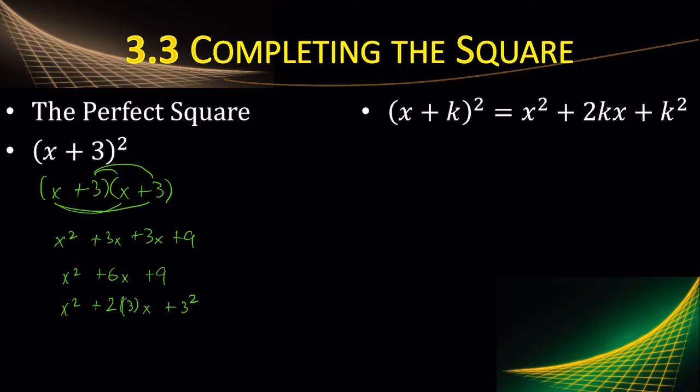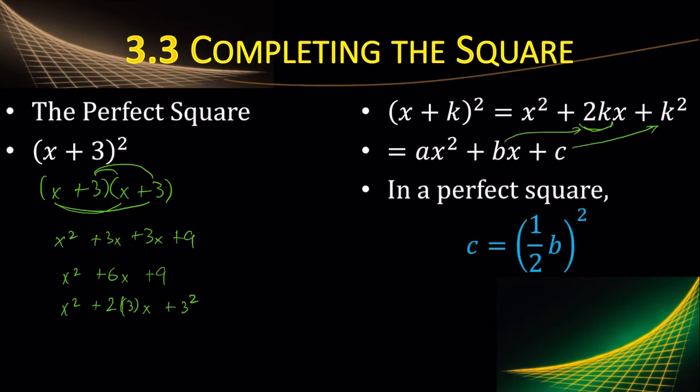So in general, x plus k squared is x squared plus 2kx plus k squared. If I compare that to the general form of a quadratic, ax squared plus bx plus c, the c is k squared. Well, k is 1/2 of b. So in a perfect square, the c should be 1/2 of b, squared. You probably need to know that. So to complete the square, the constant term c should be 1/2 of b, squared.